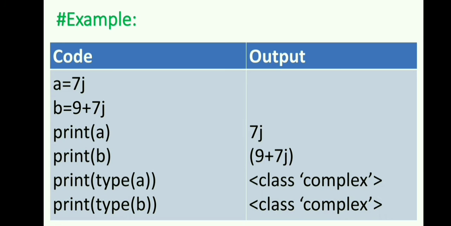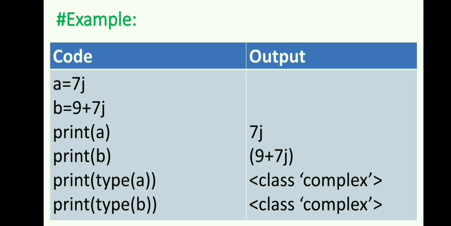Example. A complex number is a combination of a real and an imaginary number. In this example, a complex number 7j, where the real part is 0, is assigned to the variable a. Similarly, in the next statement, a complex number 9 + 7j is assigned to the variable b. The following print statement, print a, will display the complex number 7j. The next print statement, print b, will display the complex number 9 + 7j.